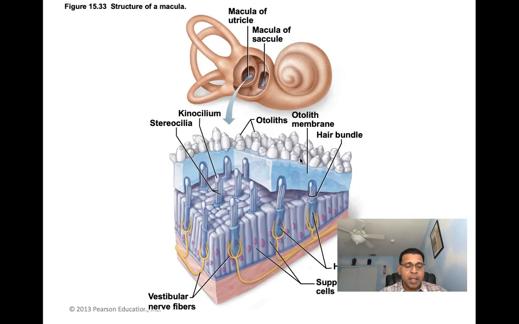Now let's look at the anatomy of the macula. Here we can see each macula is going to contain hair cells, which are supported by supporting cells. The hair cells are embedded in an overlying otolithic membrane we can see here. This otolithic membrane is going to embed all of the stereocilia. So now here you can see in greater detail, we've got the stereocilia, and then we've got one kinocilium in the bundle as well. And they're all embedded by this membrane, which has a whole bunch of otoliths on top of it.